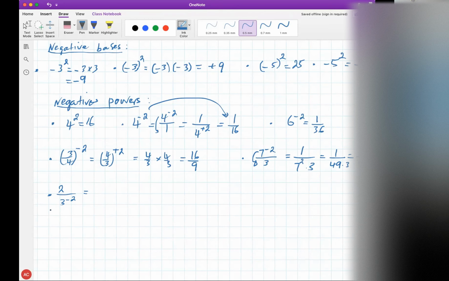Replace on. Which one needs to be moved upside? The 3 in a negative power. I don't know. That's right.